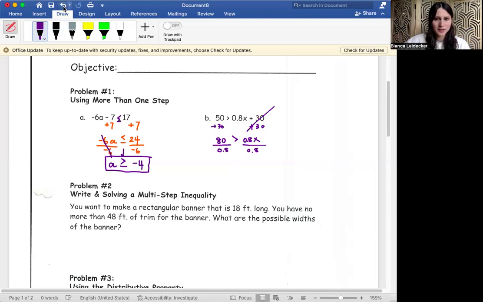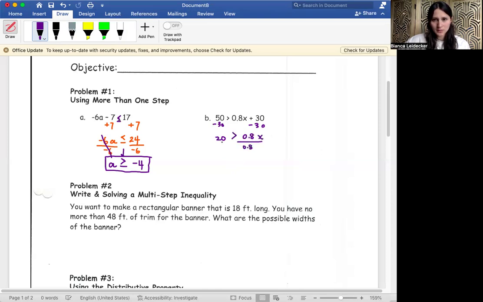Let's back up for a second. I made a mistake. Did you notice what I did? I added 30. Why did I add 30? We should subtract 30 on both sides. We're left with 20 is greater than 0.8x.